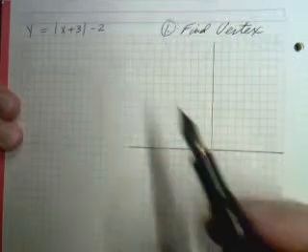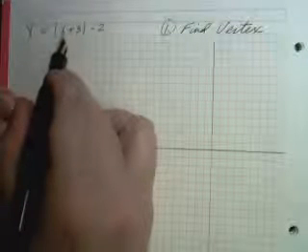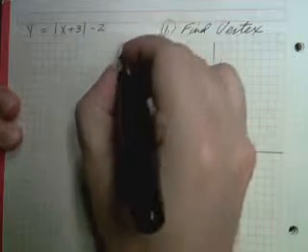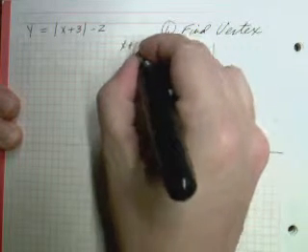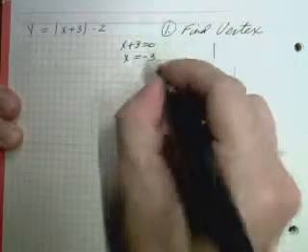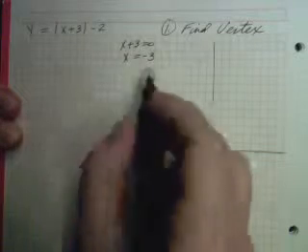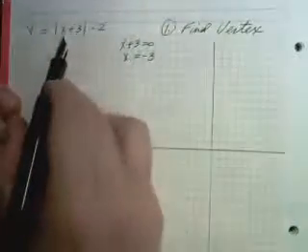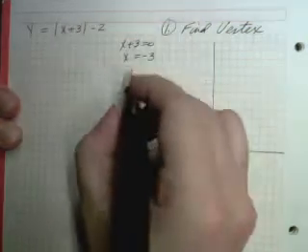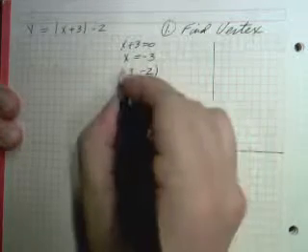The first thing that we're going to want to do is find the vertex. To do that, we're just going to set this area in the absolute value symbols equal to 0, and we're going to solve for x. So you see here that x is equal to -3. We're going to plug that back in, if you will. When this is equal to 0, your y is going to equal -2. So we get our vertex at (-3, -2).